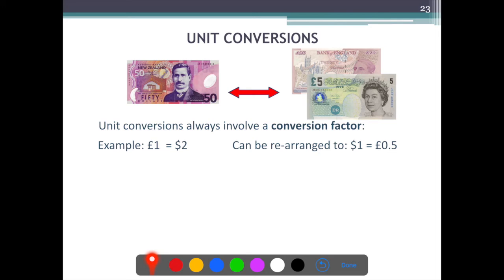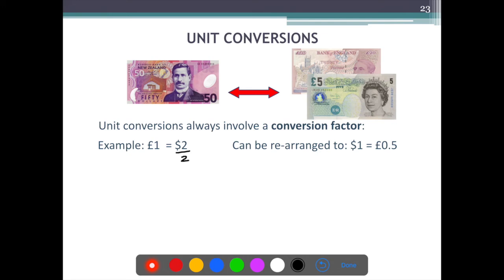So in this case, if we want to convert from pounds to New Zealand dollars, then we need to have a relationship between pounds and New Zealand dollars. So in this case, 1 pound is equal to $2, or we can rearrange that so that $1 is 0.5 pounds. We arranged that by simply dividing this by 2, because we want to have $1, and any number divided by itself is equal to 1. So if we divide $2 by 2, we will have $1.